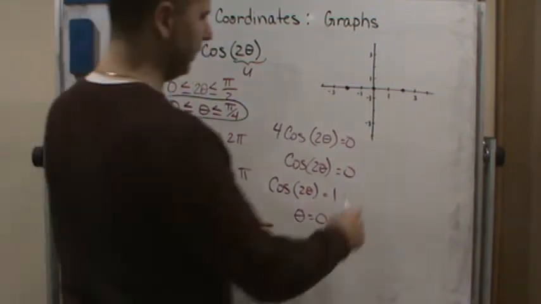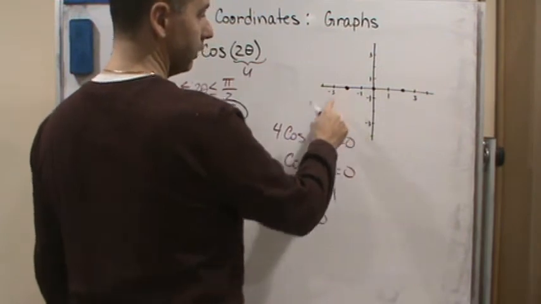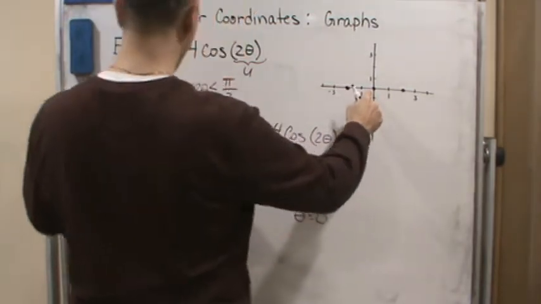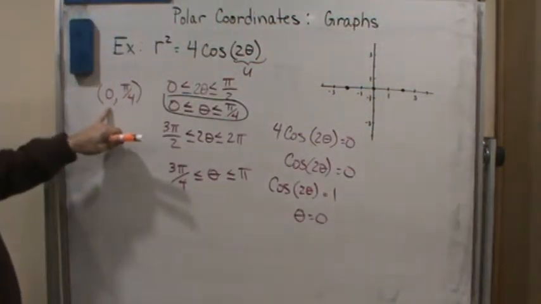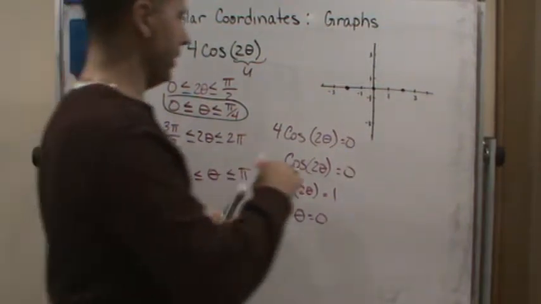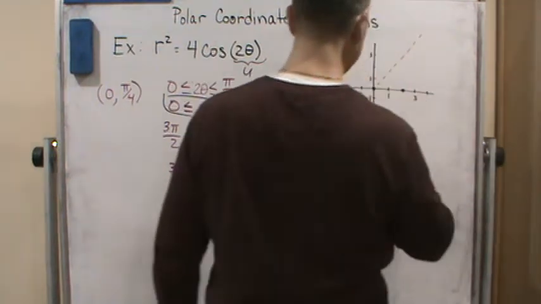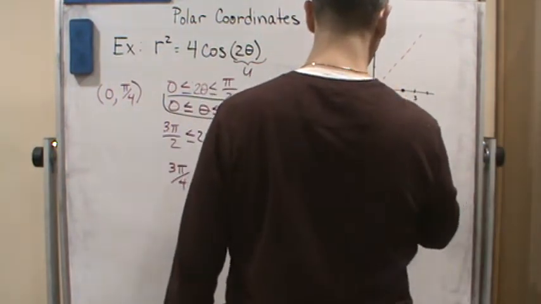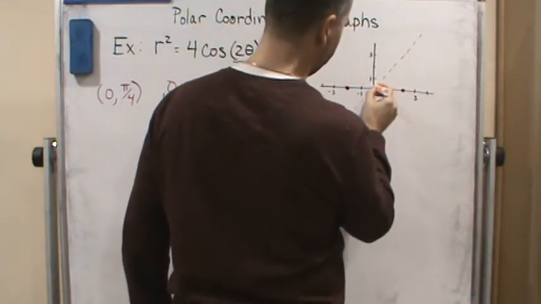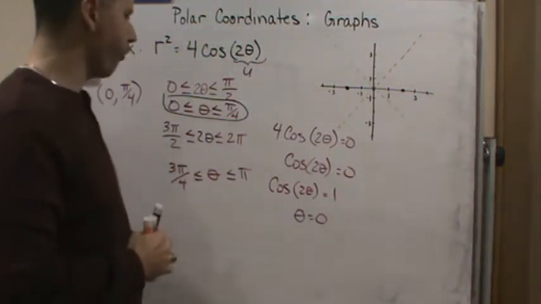So that means at 0, we're going to get a point here and a point here because of the symmetry. And then also we have our 0 point here at pi over 4, at a 45 degree angle, right? So notice if I have a 45 degree angle, it goes all the way out here, and I have another 45 degree angle going this way, like so.